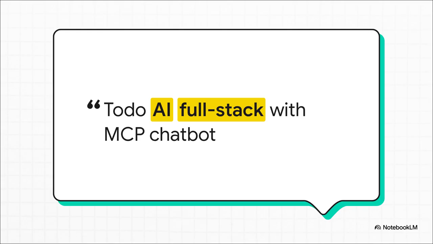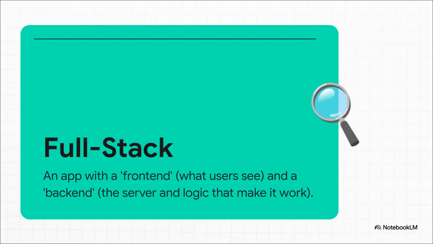We know it's a to-do app, right, for making lists. But the juicy parts are AI, full stack, and chatbot. This tells us right away that we are not looking at your average simple to-do list, not by a long shot. So you hear this term full stack thrown around all the time. What does it actually mean? Well, think of a car.